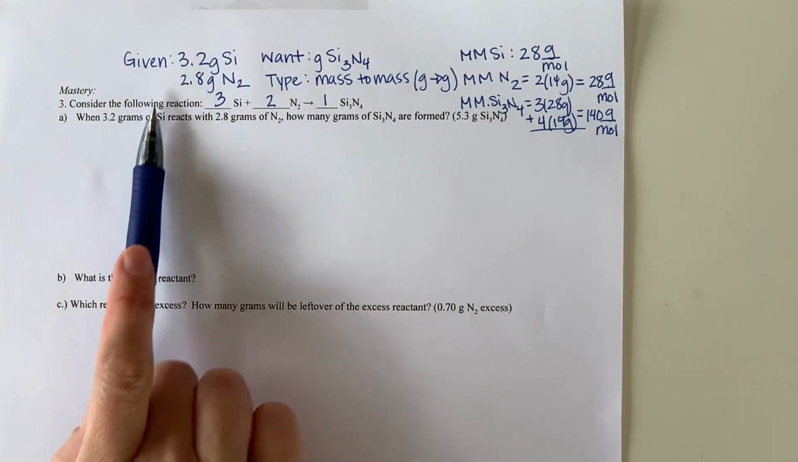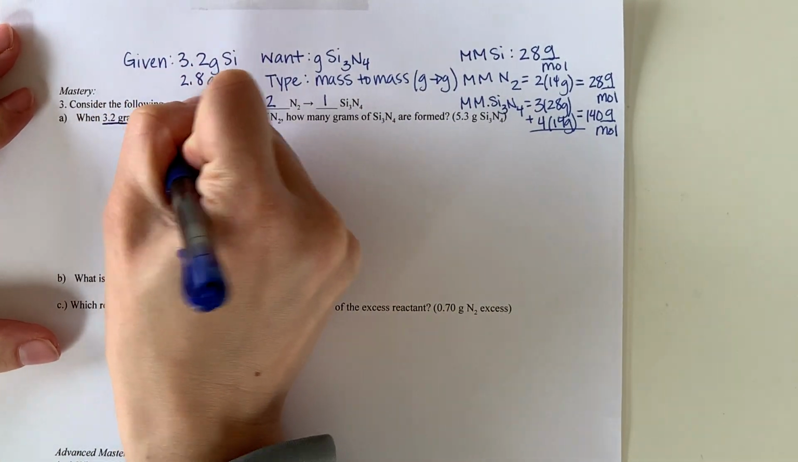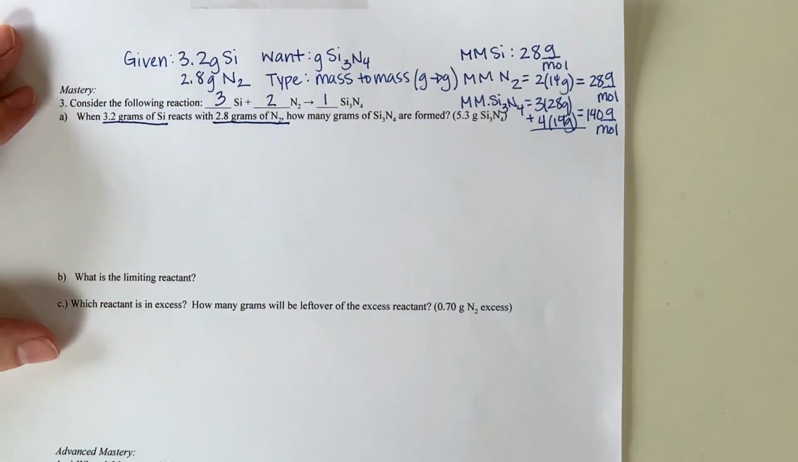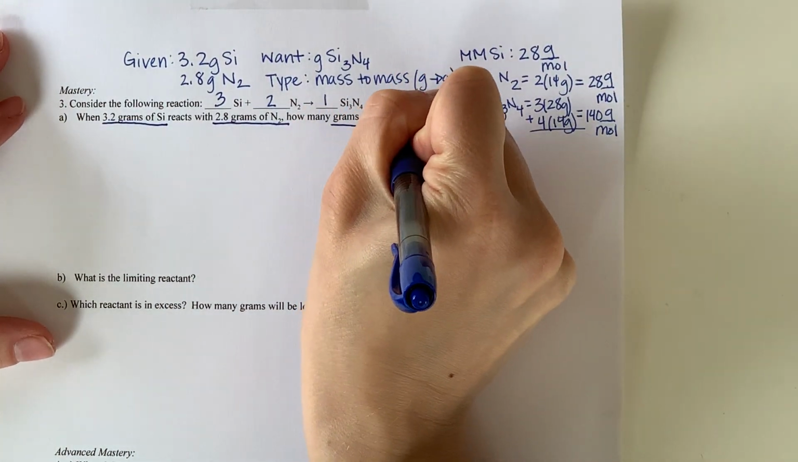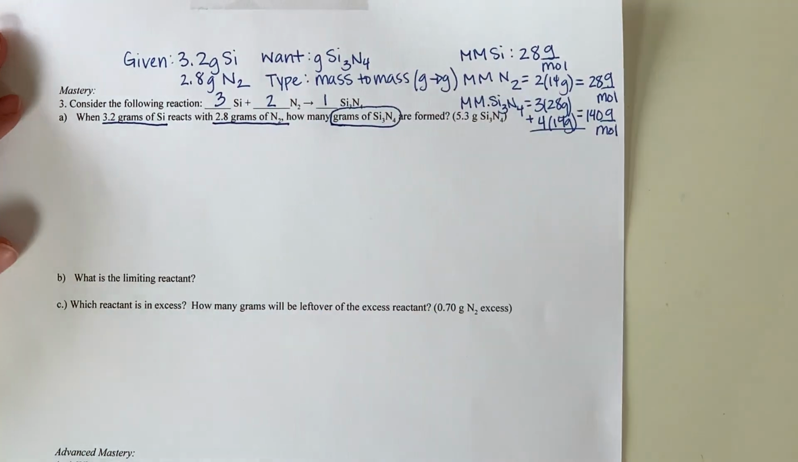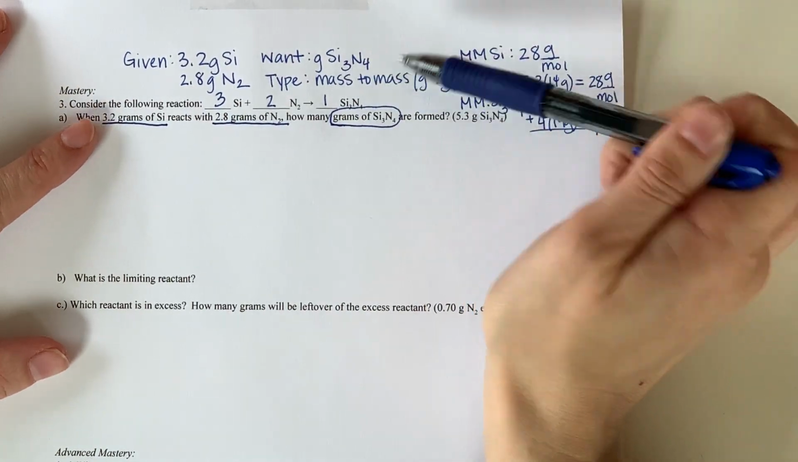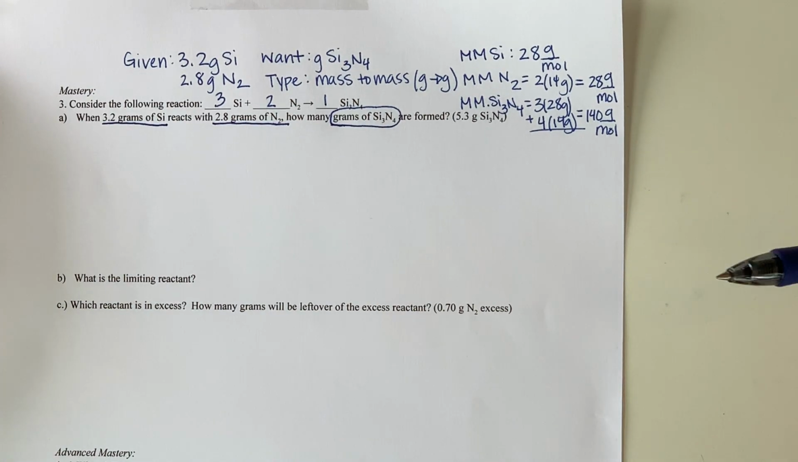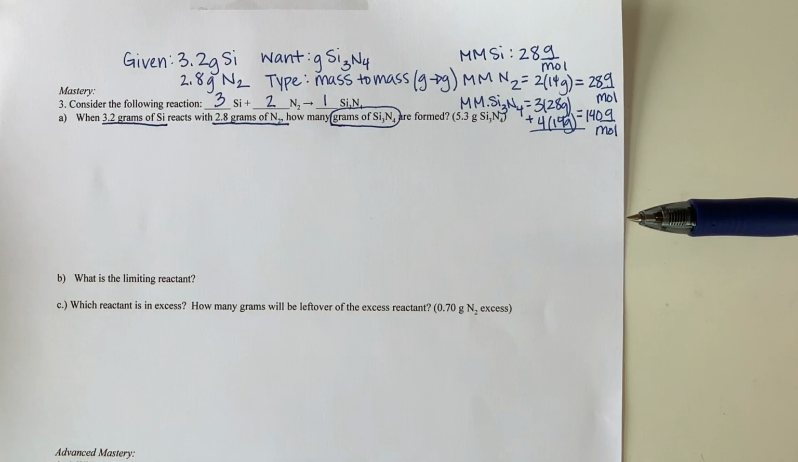I'm going to write out my given. In my problem, they gave me that I have 3.2 grams of silicon and I have 2.8 grams of nitrogen, and they want me to find how many grams of trisilicon tetranitride are formed. That means I'm moving from grams to grams, so it's a mass to mass problem. And so I'm going to need the molar masses of all the reactants and all of the products.